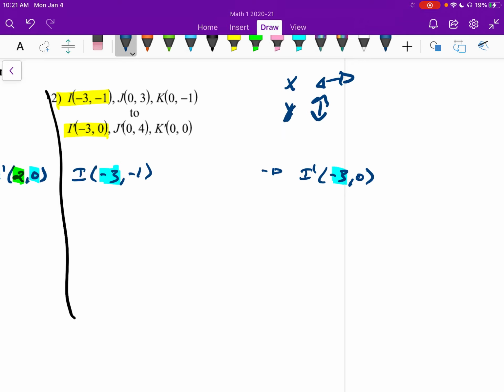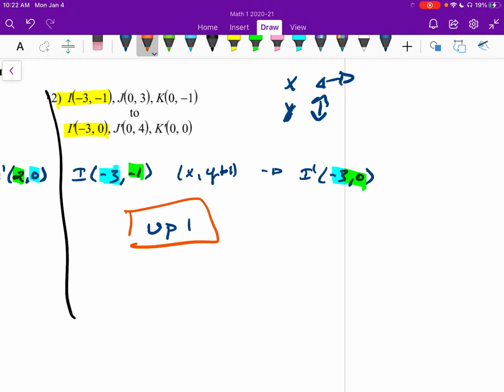So -3 is telling me that it does not move left or right. The x stays the same. But then I look at the -1 and the 0. That means this would be like x and then y plus 1. It went up 1. So I would go up 1. And I'll circle it in orange. And there's my answer. You could, if you wanted to, plug in the J's or the K's just to double check, but I'm not going to do that.